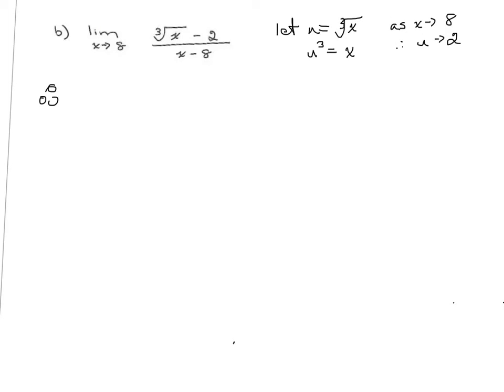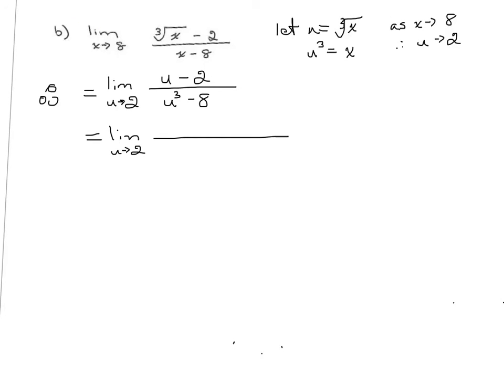Therefore, our value of our function, this limit of x approaching 8, will now become the limit of u approaching 2 of the function, the cubed root, of course, being u minus 2, x, of course, being u cubed minus 8. Now, hopefully what that did for you is let you realize that in the denominator we have a difference of cubes. And so we're going to have u minus 2 coming out.